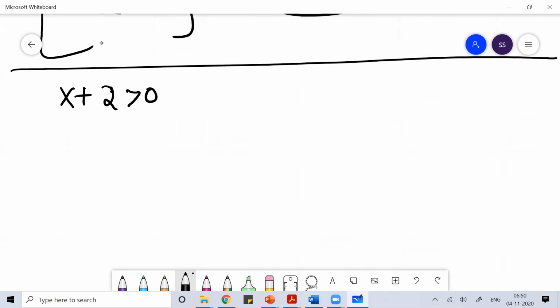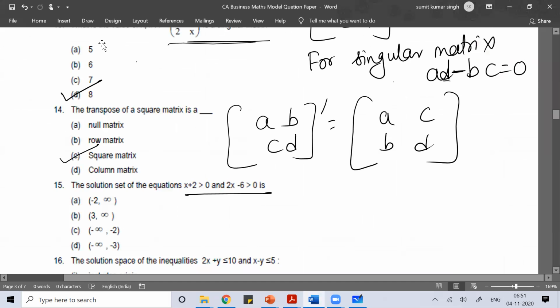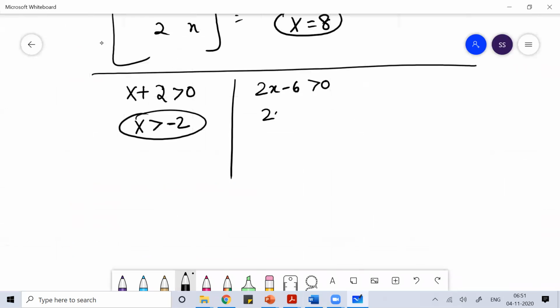So x plus 2 greater than 0 means x is greater than minus 2. Okay, and then 2x minus 6, if that is greater than 0, so I can say 2x is greater than 6, which means x is greater than 3.